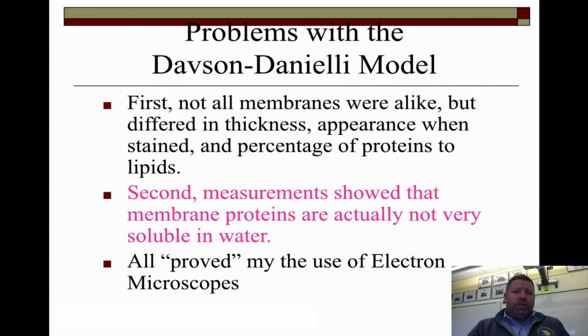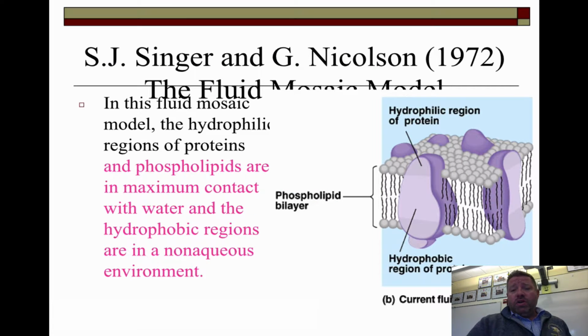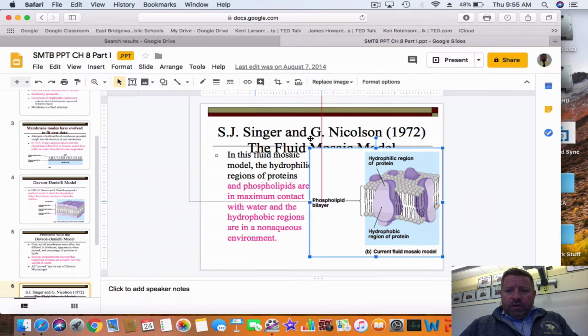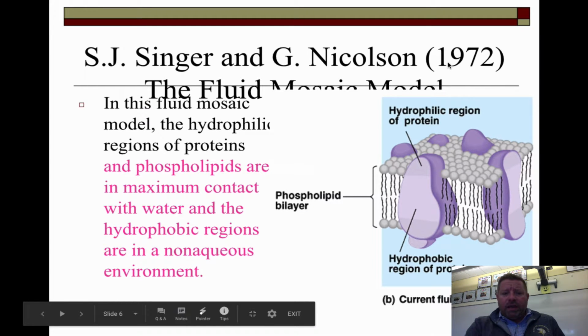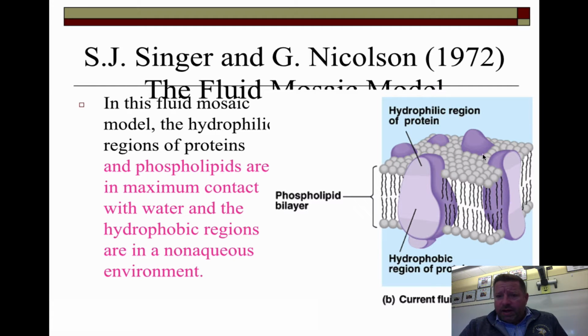As technology got a little bit better, they were able to look at membranes differently. A lot of this was based on the introduction of electron microscopes back in the 1940s and 50s. So let's fix this a little bit. What they realized, by looking at the membranes under the electron microscope, was that these proteins are actually embedded within the membrane, not laid across the top.